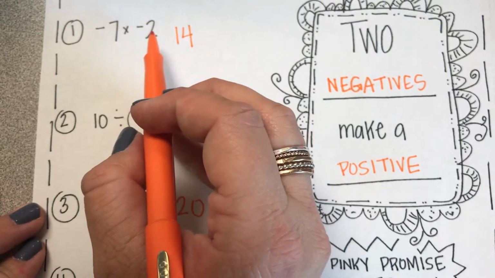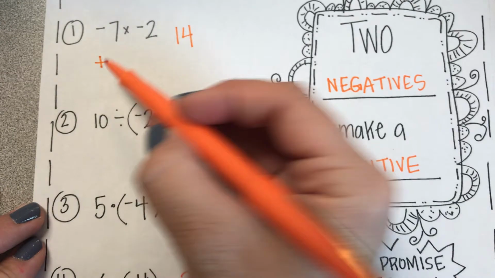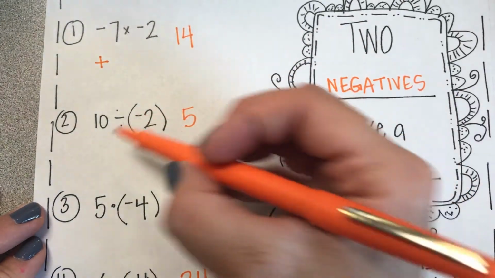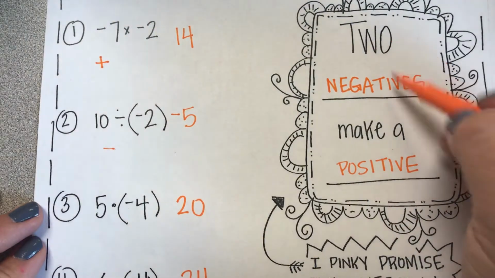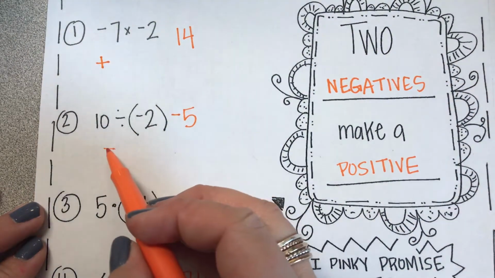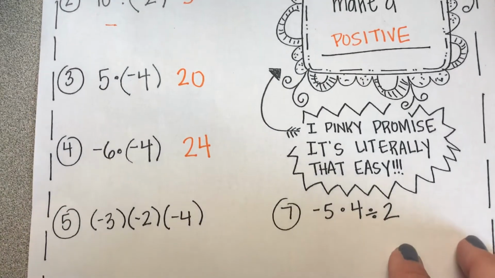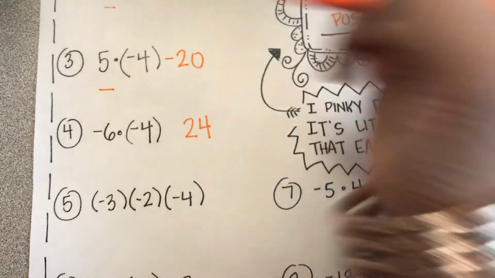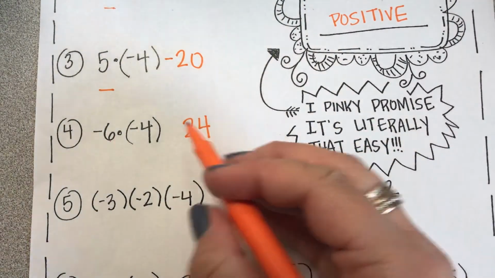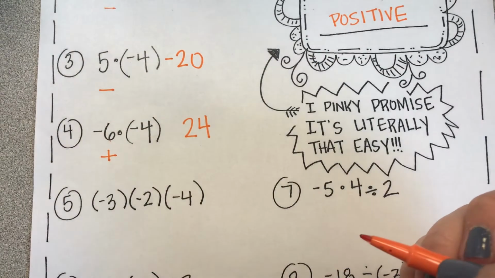And what's cool is you can even draw them and look, negative, negative, what did it make? A positive. Here, there's only one negative. So it's negative because it takes two negatives to make a positive, and I only have one. On number 3, how many negatives do I have? Just one. So my whole thing is negative. On number 4, I have two negatives. 1, 2. What did that make?